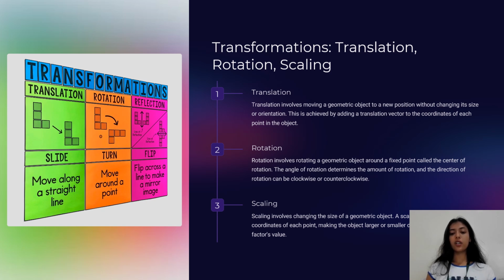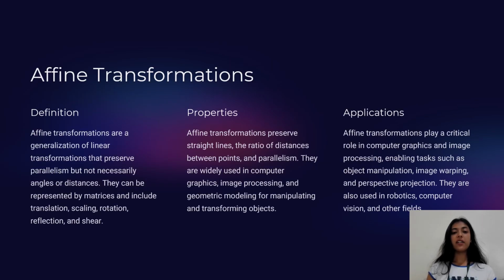Scaling. Scaling involves changing the size of a geometric object by scaling the coordinates of each point, making the object larger or smaller according to the scale factor value. Affine transformations. Definition. Affine transformations are a generalization of linear transformations that preserve parallelism but not necessarily angles or distances. They can be represented by matrices that include translation, scaling, rotation, reflection, and shearing.